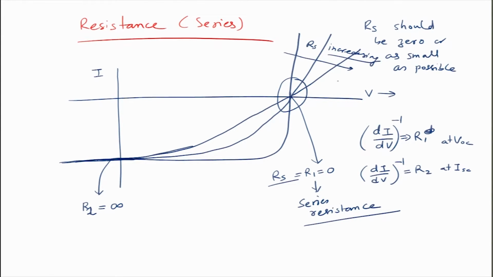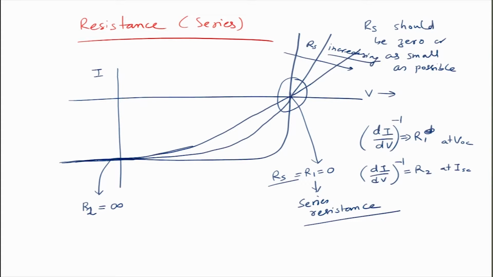Series resistance will increase because this slope is infinity and is becoming smaller. At this point we are saying R1 is equal to 0, and you are taking the inverse. So the slope is decreasing, which means the resistance is increasing. So, this is the effect of increasing series resistance.